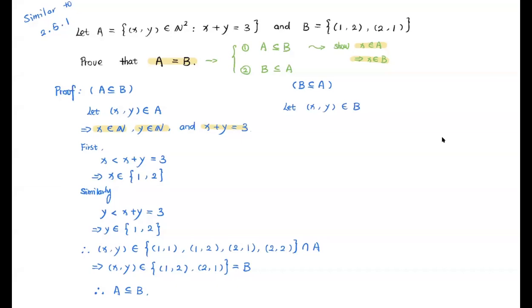And here is our set B. If xy is an element of B, which means xy can either be (1, 2) or (2, 1). So let's write that down. This means that xy equals (1, 2), or xy equals (2, 1).